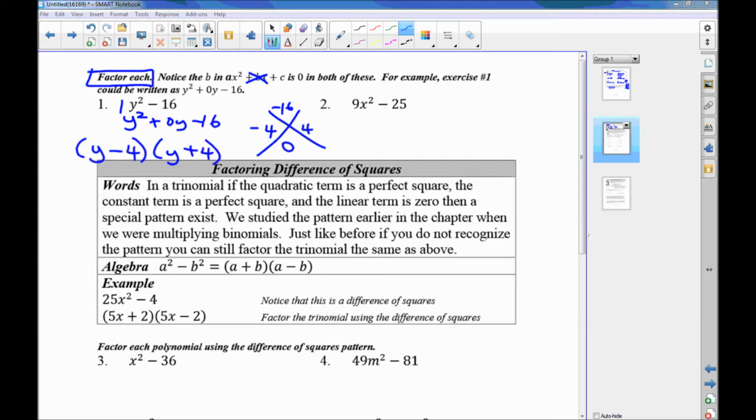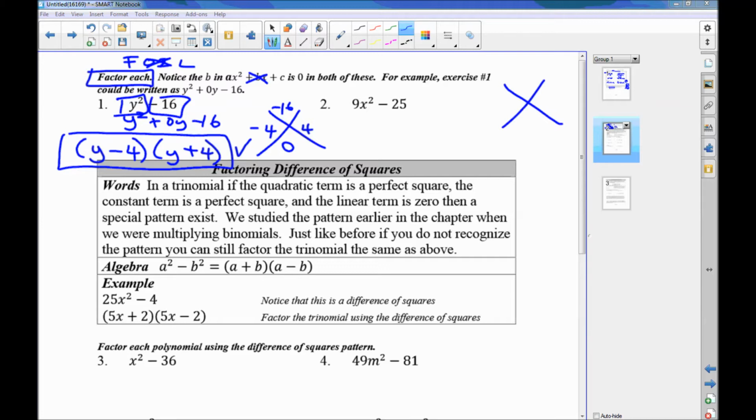Now you might say, oh, let me look back at that warm-up. I bet this is a pattern I've seen before. And it is. We've multiplied these kind of things together, y minus 4 and y plus 4. Remember, they're the same except one's a minus and one's a plus. And remember we have FOIL turns into just F and L. That's why we only get the first term and the last term. So this is a pattern, once again, worth memorizing, and we'll learn that pattern as we go in just a second. So 9x squared minus 25.